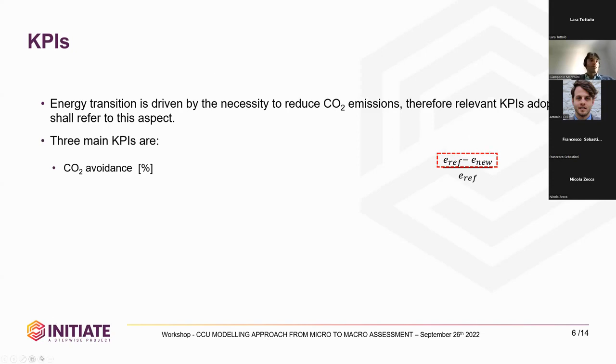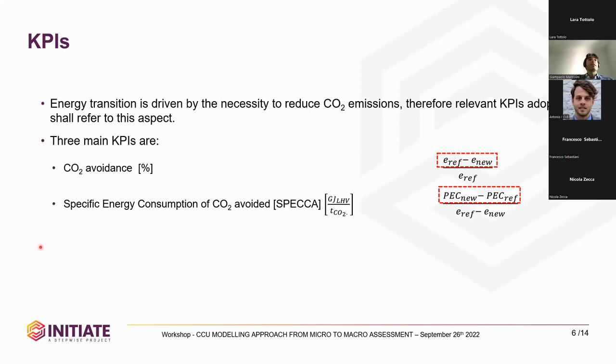Here, let me use the pointer. Here you have the specific emissions per unit of product of the reference technologies minus the specific emissions per unit of product of the new technology, the one that people want to investigate, like for example, initiate. And the CO2 avoidance is a parameter that indicates how much CO2 emissions are avoided with respect to the state of the art, with respect to the reference case. So the idea, if we want to reduce CO2 emissions, is to have this parameter in the range of 85% or more. So have a relevant impact in terms of CO2 emission reduction.